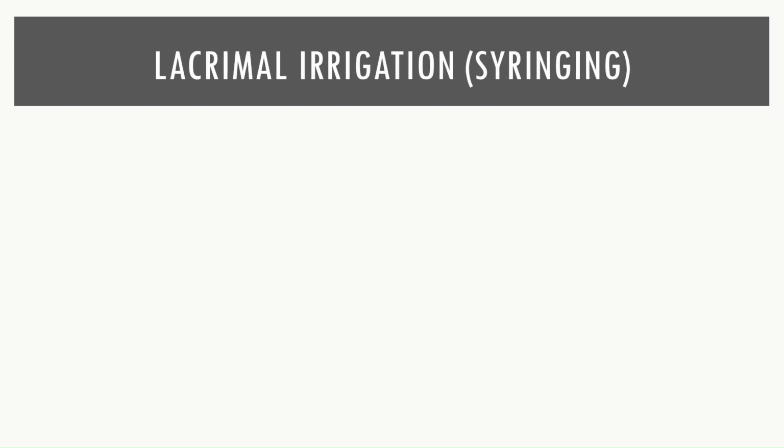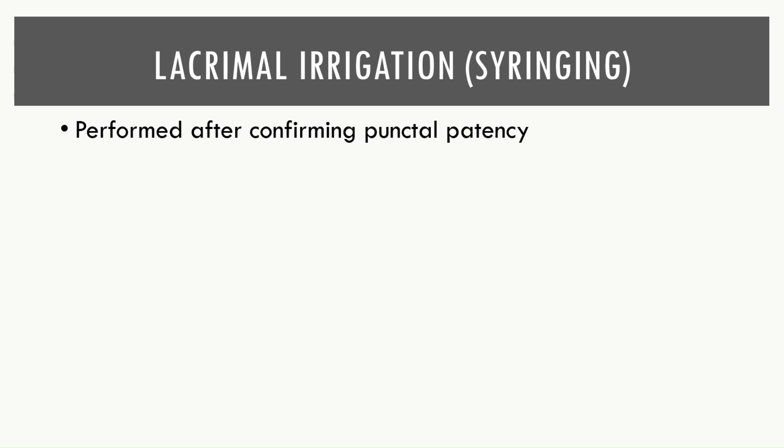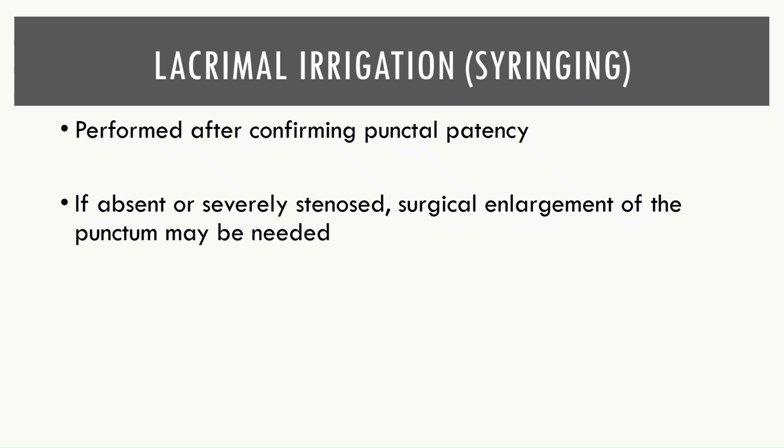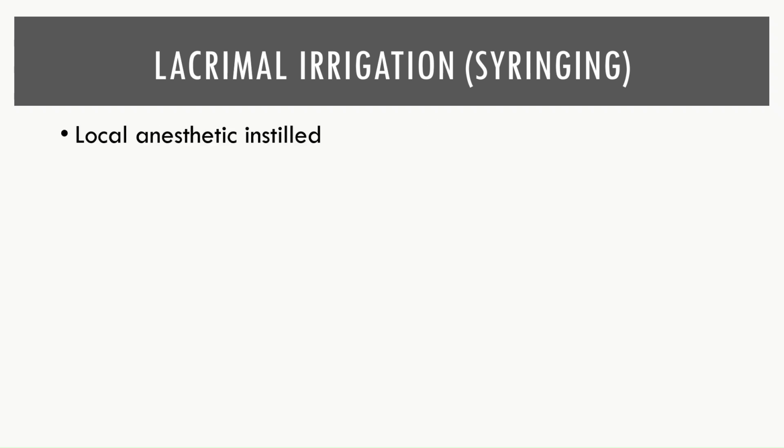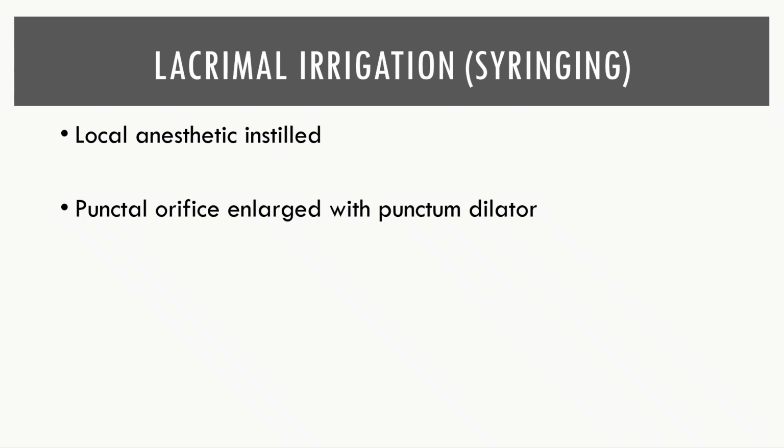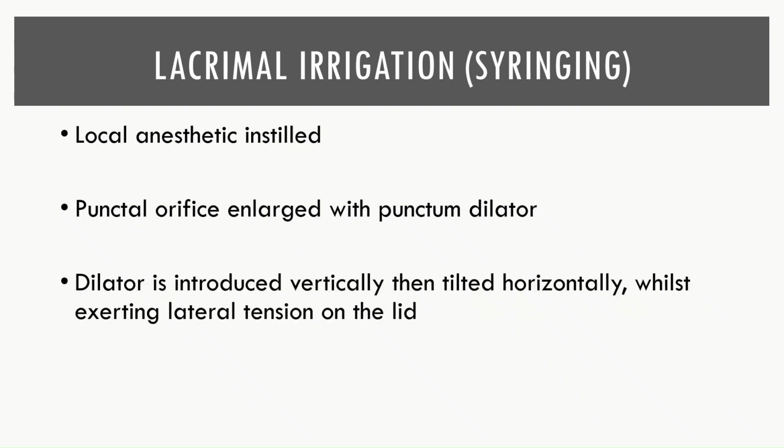Lacrimal irrigation or syringing. It is performed after confirming punctal patency. If absent or severely stenosed, surgical enlargement of the punctum may be needed. Acute infection is a contraindication for this procedure. After instilling local anesthetic, the punctum is dilated using a punctum dilator. The dilator is introduced vertically, then tilted horizontally while exerting lateral tension on the lid.